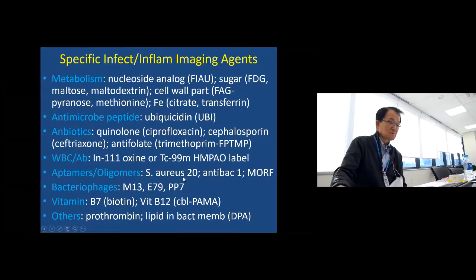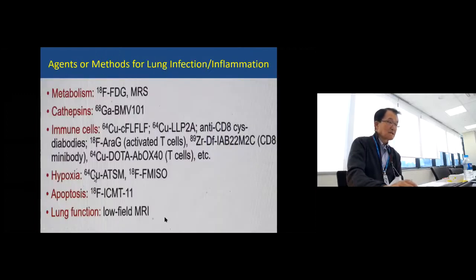Certain bacteria and bacterial phages were reported, and then certain vitamins, vitamin B7 and B12, other things like prothrombin and lipids, that has all been done. And here, okay, F18 FDG for metabolic process, MR spectroscopy also, and then cathepsin, just like tumor imaging.